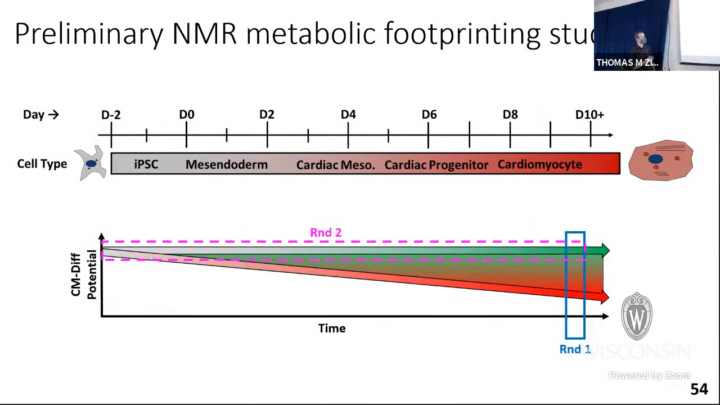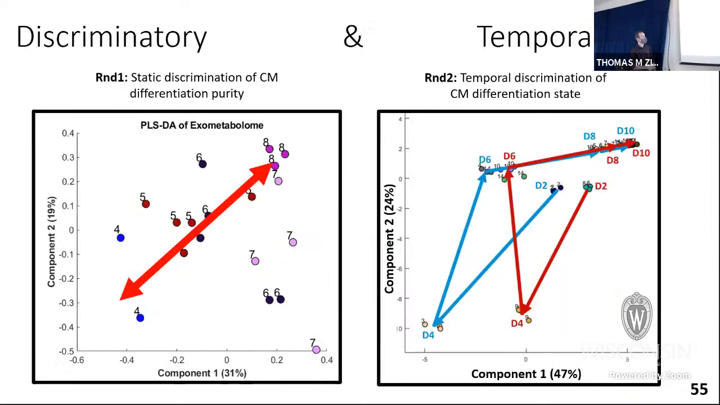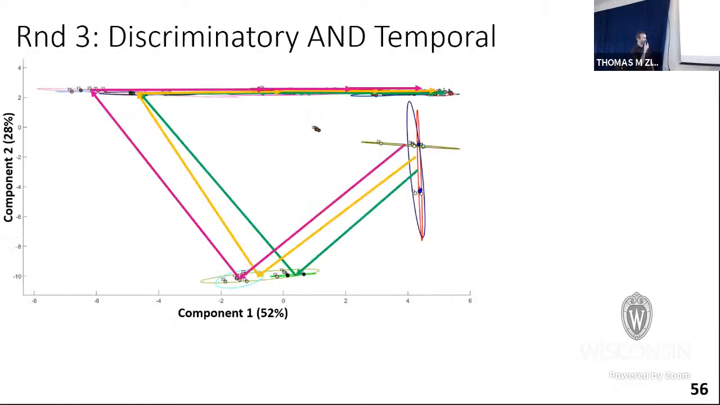We did some initial analyses to make sure that we could see differences between good and bad at the end of the differentiation, so essentially between cardiomyocytes and non-cardiomyocytes. And we saw that, yes, we could indeed detect differences between them. We also did an initial run of just a good differentiation to see, are there differences at early time points versus late time points? And we do see these interesting trajectories on a principal component analysis.